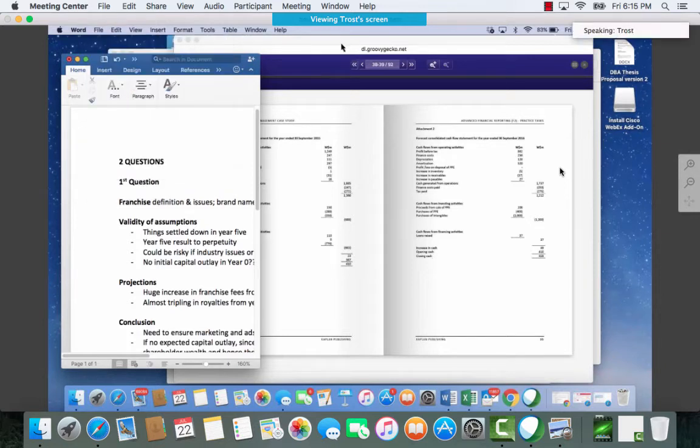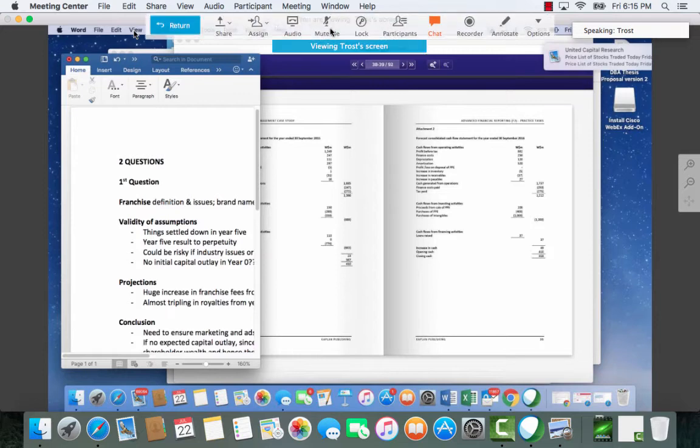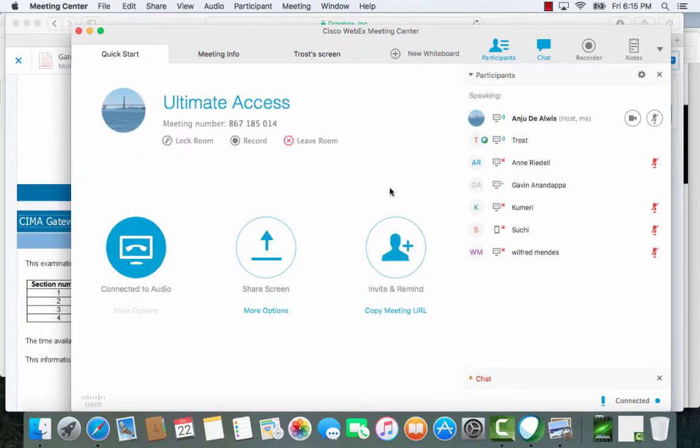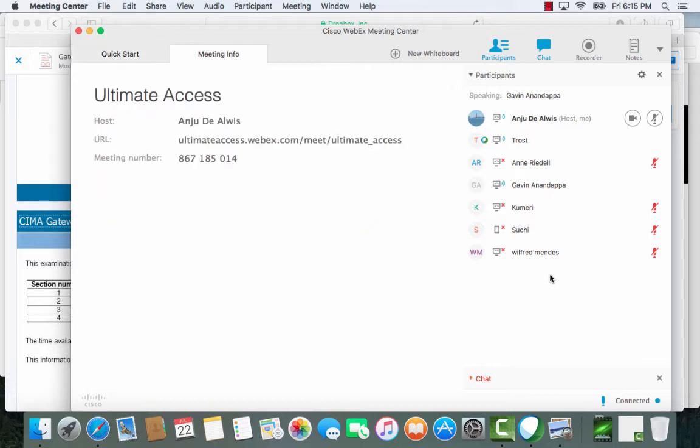How do I stop sharing now? Don't worry. Okay. All right. Anju, on the question itself, they have asked the validity of the assumptions. Yes. But technically, they have not given the assumptions. They are just given the projection. They are given the final figure. They don't tell us, like if we have to process this thing. We will get to it. Okay, so that is part of the question itself? Yes.